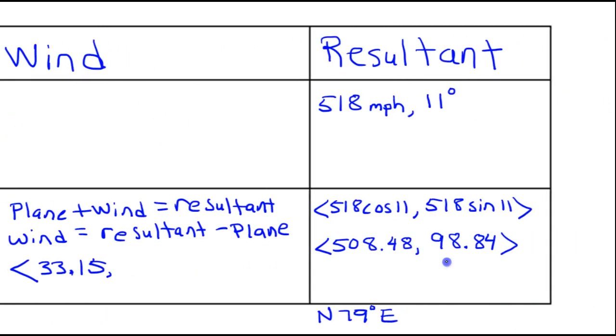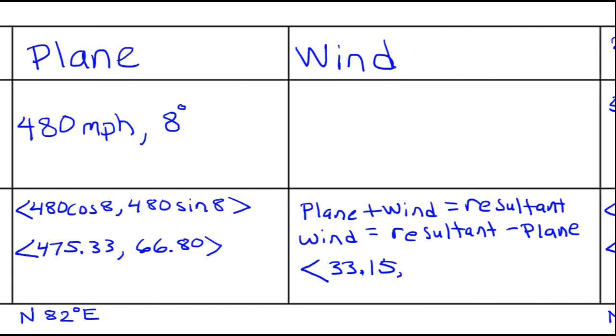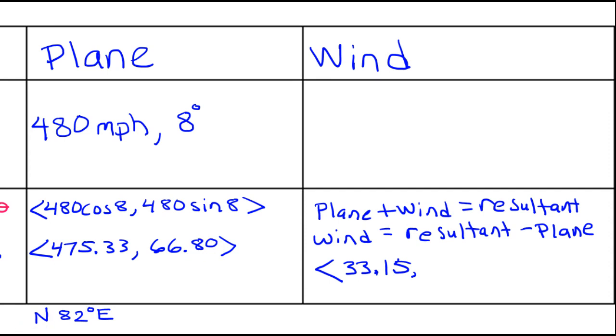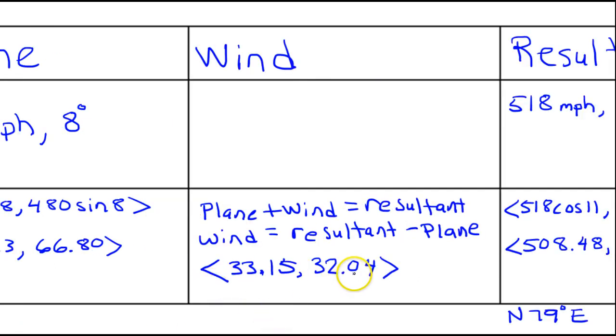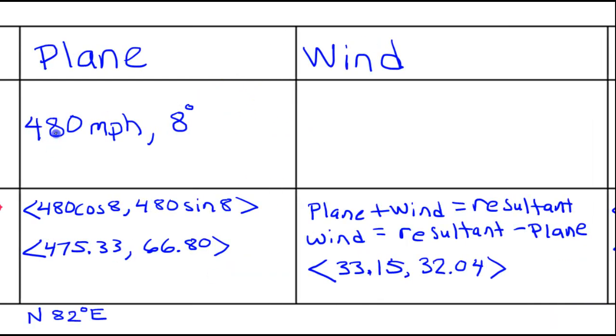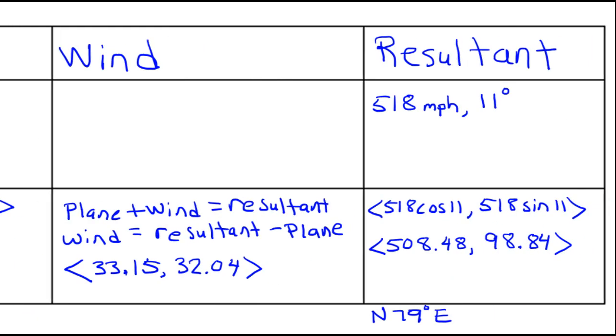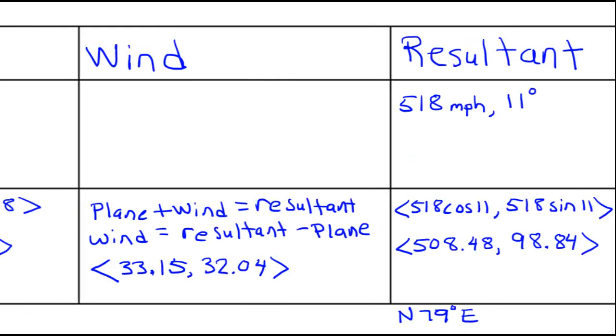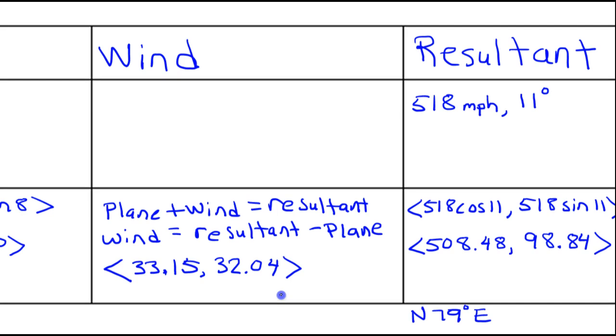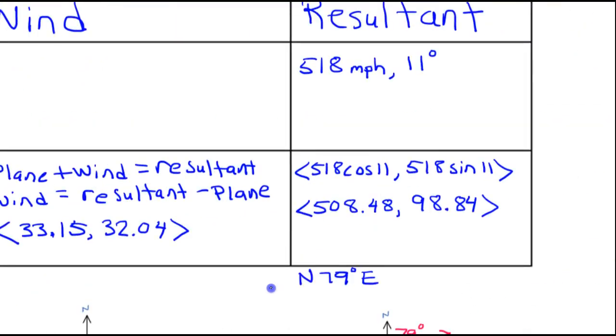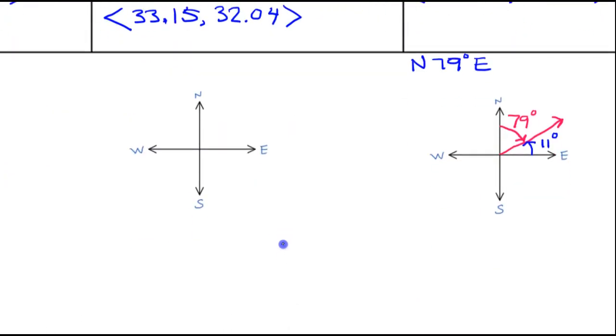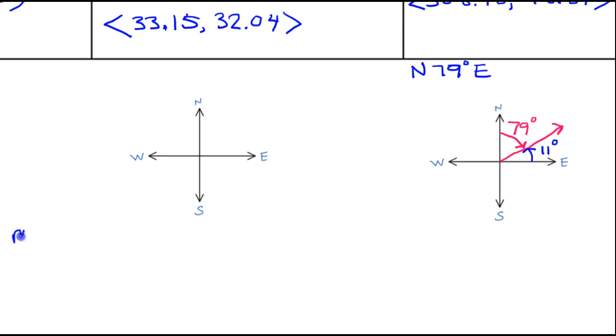Now I'm about to do 98.84 minus 66.80. So now we have a vector for the wind. This represents the velocity of the wind. However, we need to convert this back into a magnitude and direction, similar to what we got for the plane. We have the magnitude and direction for the plane, and for the resultant, we have the magnitude and direction. Okay, so let's do that. If I want to find the magnitude, I can just do like this. Let's see, magnitude.